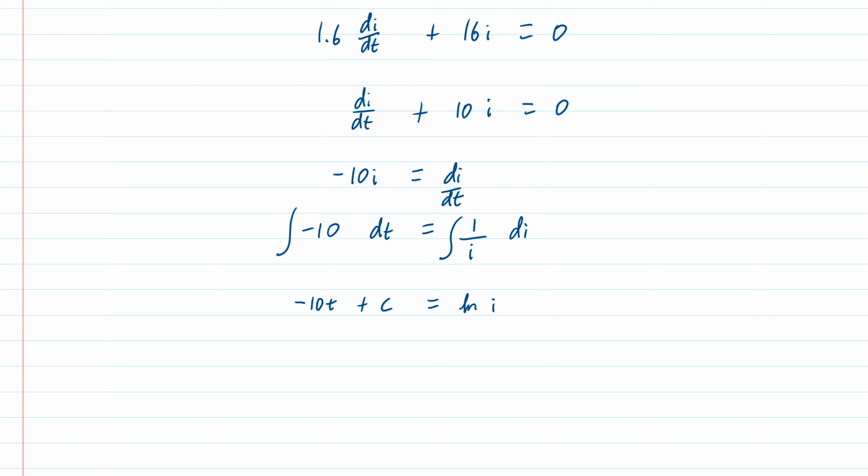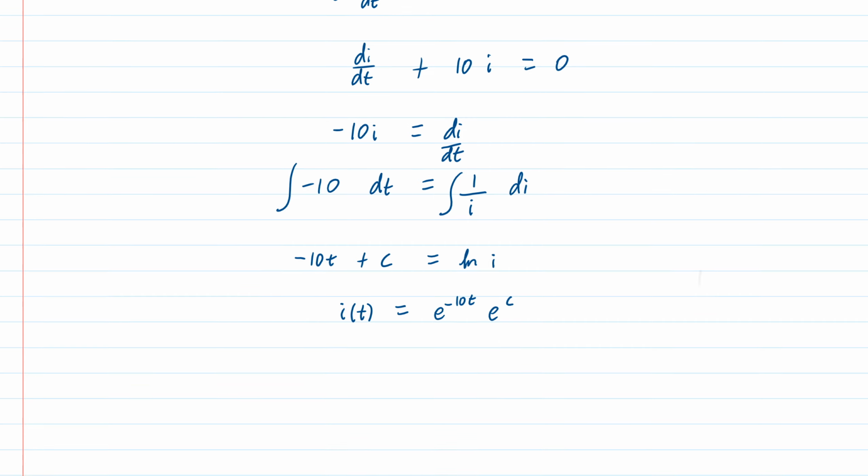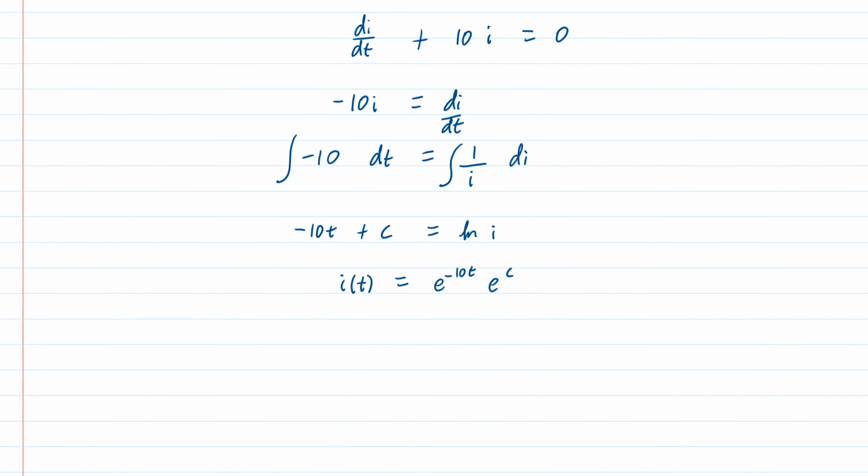Taking the exponential of both sides is going to give me that I of t is equal to e to the minus 10t times e to the c. And I can simplify my arbitrary constant of integration and introduce a new variable, let's just call it A, which is e to the c, times e to the minus 10t.